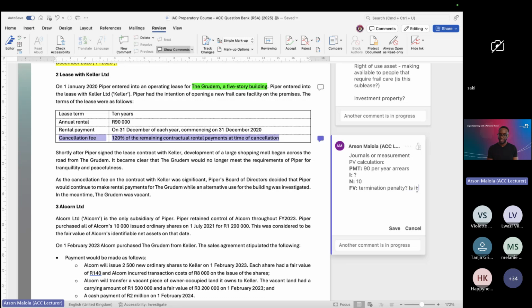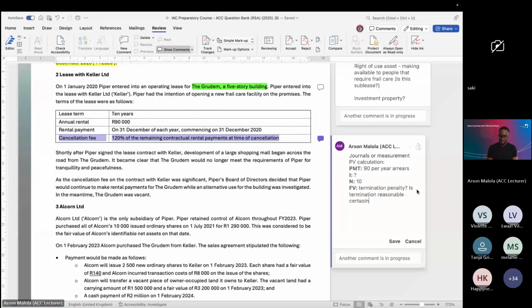Is termination reasonably certain? Right? I've asked myself a question, that I expect the examiner is going to answer for me in the scenario. But what I'm doing is this critical reading, right?